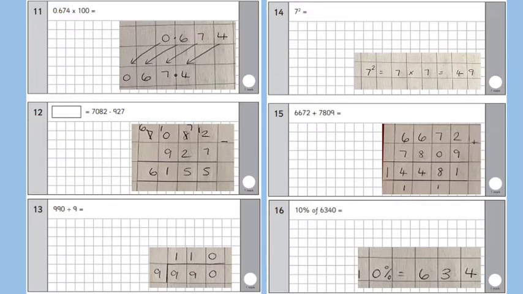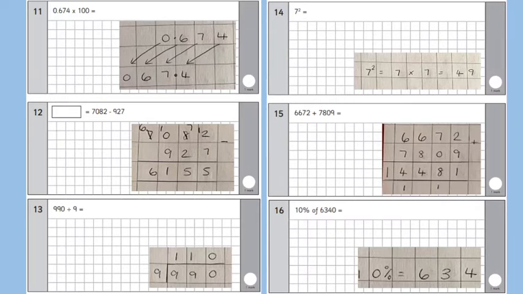Number 13, you could have actually done this by doing 99 divided by 9, which obviously we know is 11, because 11 nines are 99. So if 11 nines are 99, then it must be 110 nines are 990, because it's 10 greater, so my answer is also 10 greater.